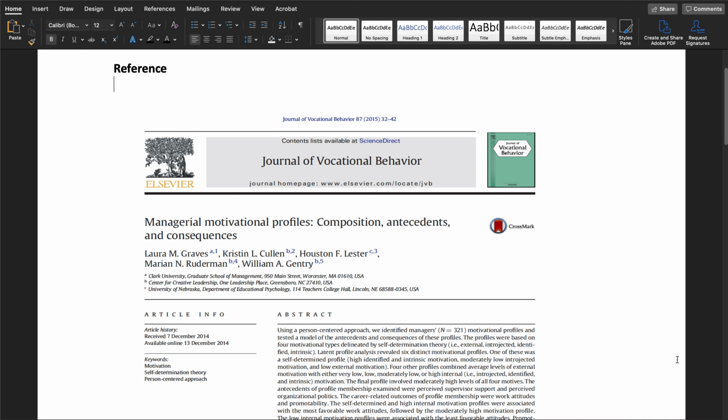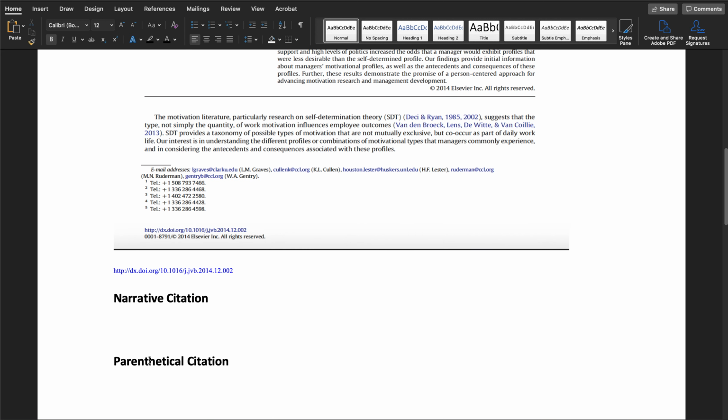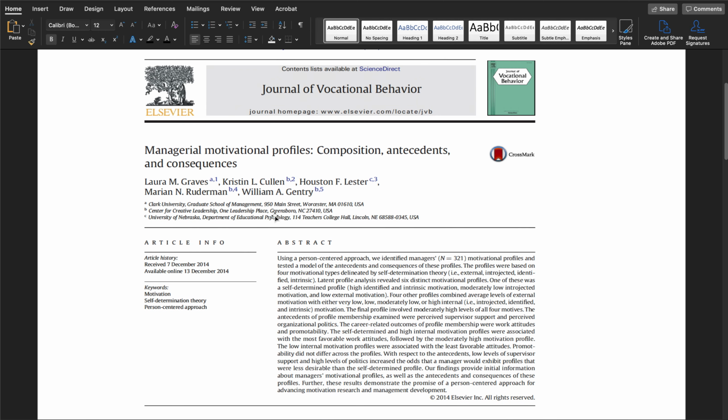I will be attaching this article just in case you want it for easier reference. So it will be attached to the announcement. All right. So let's go ahead and begin. We're going to start with a reference, and then we're going to actually go ahead and learn how to do a narrative citation and a parenthetical citation and really understand what's the difference between the two.